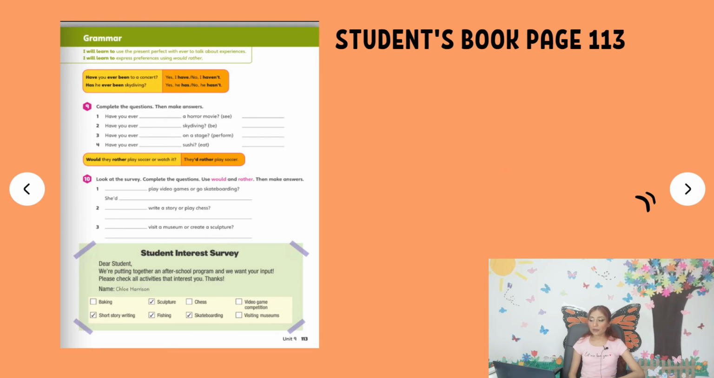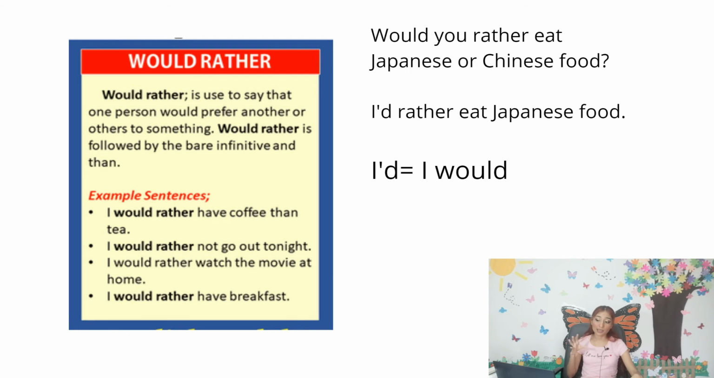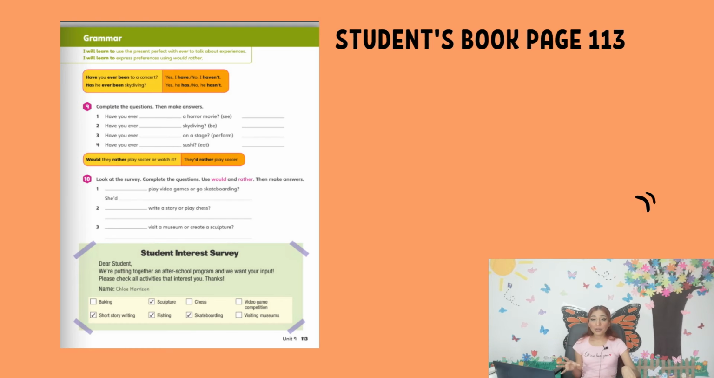So I think that we are ready to go to the student book, page 113. And we have that we will learn to use the present perfect with ever to talk about experiences. I will learn to express preferences using would rather. Ok, recuerda, vamos a hacer esto conforme lo que ya les expliqué. Esto también lo pueden tener en su libreta para tenerlo más claro. And don't worry about it if you cannot do it the first time. Si tenemos un poquito de duda, no se preocupen.